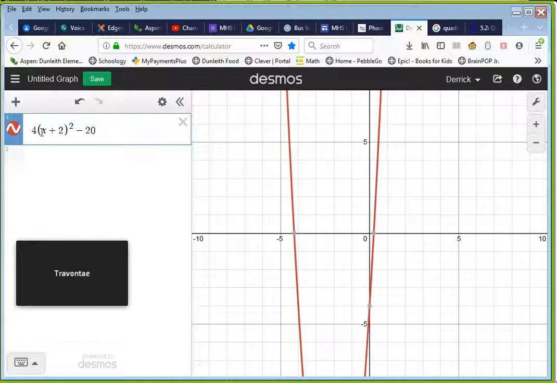Mr. Brown. Okay, now plug in x equals -2 in this equation. x equals -2.